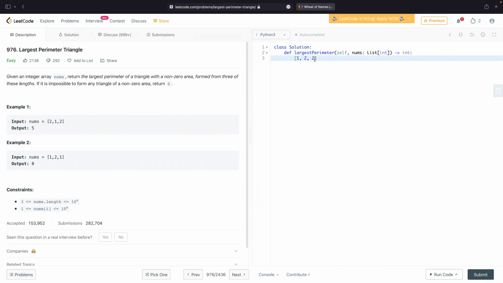And if we ever get down to, so if we did the 1, 2, 1 case, after sorting them, we have 1, 1, 2, we take the top 3, we see that doesn't work, so we take this off, it's now too short, so we return 0. Okay, simple enough algorithm.